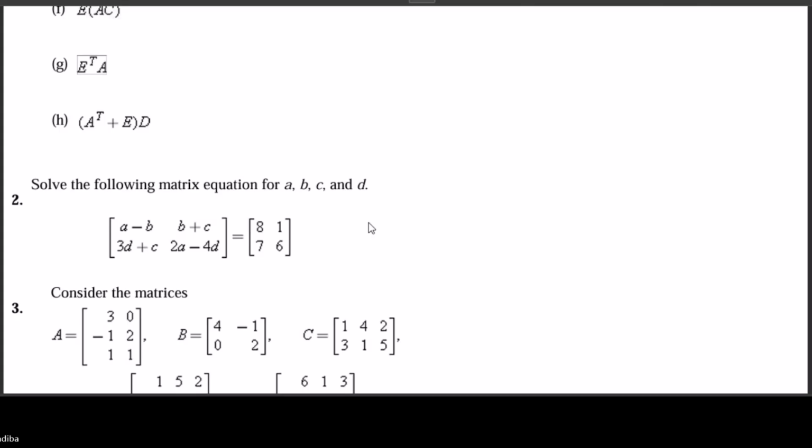I think now we have all the values. What is your A? 5. B, minus 3. C, 4. Then D, 1. Yes, that is correct.